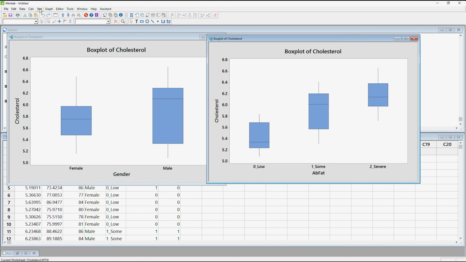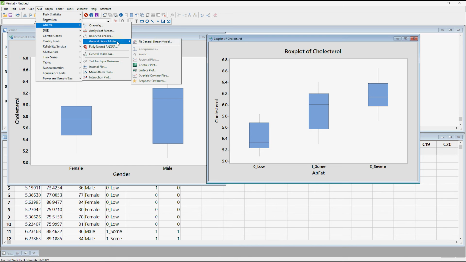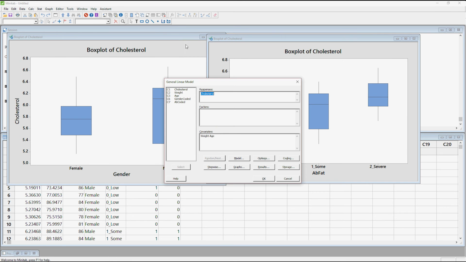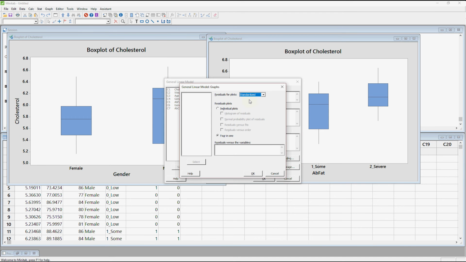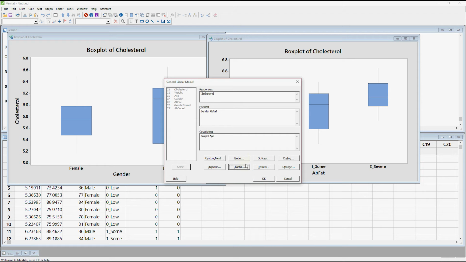So back to my general linear model. Anything which is in categories, whether it's nominal or ordinal, you can add in as a factor. So we would put in our gender and we would put in our ab fat. Now it's probably remembered what we did last time, so with our graphs this is probably still ticked, which it is. Okay. So I'm going to look at a simple model here, and then in the next video I will look at adding in the interaction term between gender and ab fat.